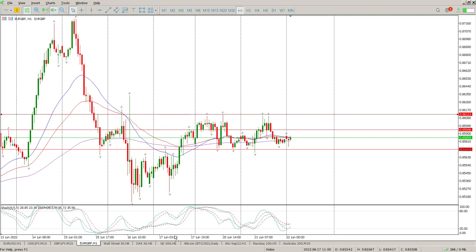So I think the other three pairs offer some structure that is forming. Just pay attention to that structure and you should get a half decent trade out of the Forex pairs today.